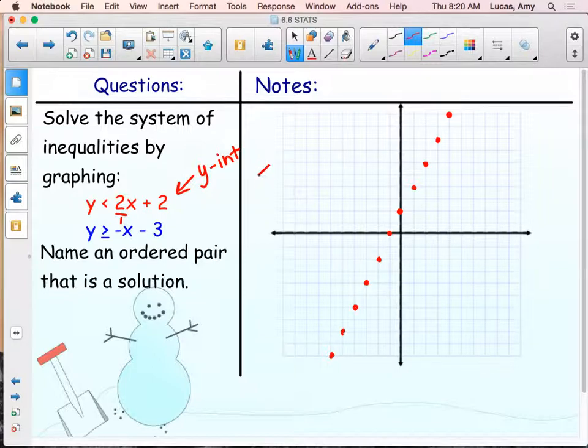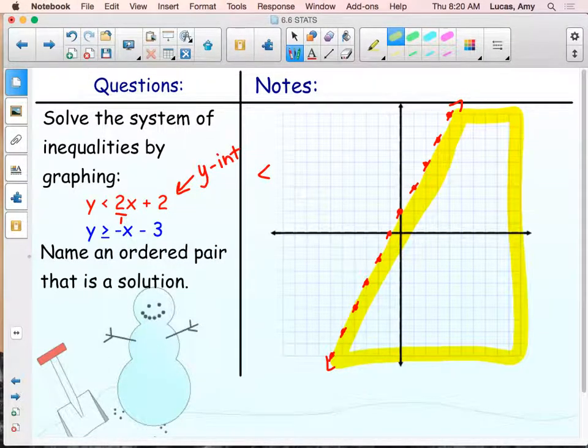Because this symbol is simply a less than symbol, you need to remember that less than means that the boundary line is going to be a dashed line, not solid, because it doesn't have a line underneath. So it's a dashed line, and less than is shaded below, so I am going to highlight below this line. So this half plane represents the solution to my first inequality. Everything in this yellow highlighted region represents y being less than 2x plus 2.